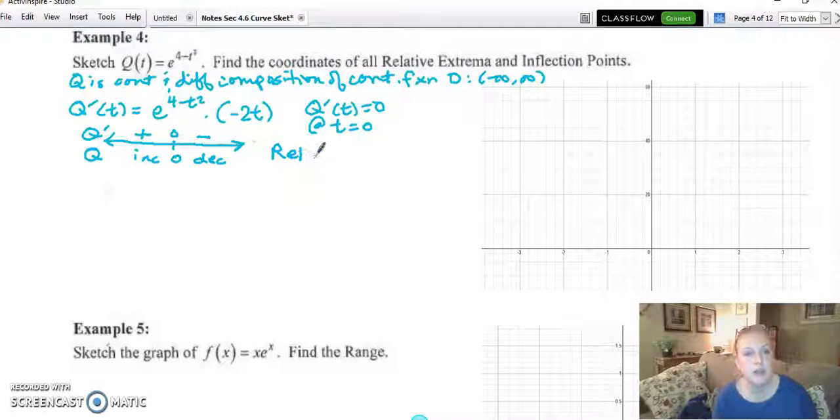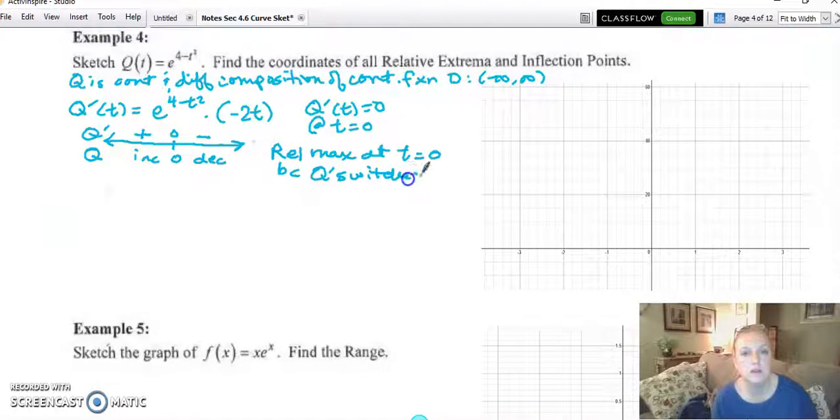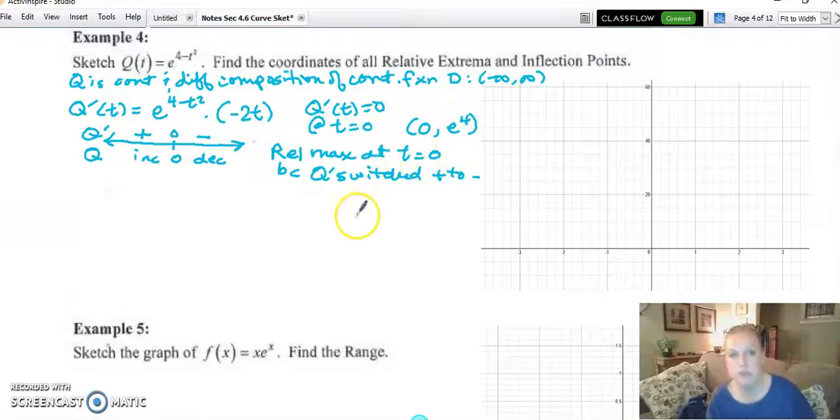So we're going to have a relative max at x equal to, oops, sorry, it would be helpful if I used the right letter, at t equal to 0, because q prime switched from plus to minus. Our coordinates for that, 0 and q of 0, would be e to the 4th, and we'll get the decimal value for that later. I basically just plugged in 0 up here for t squared.